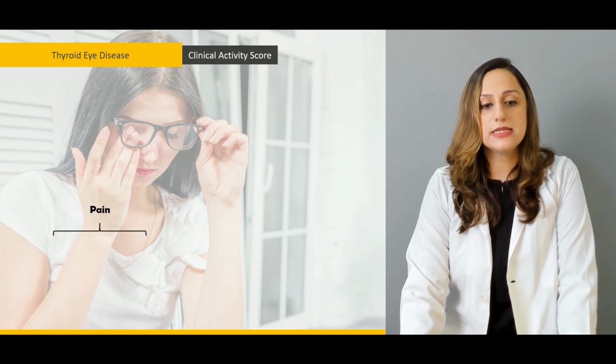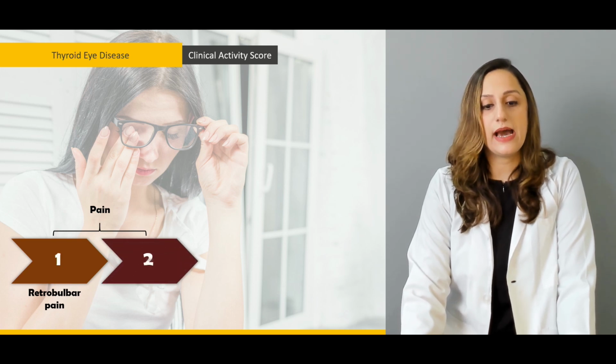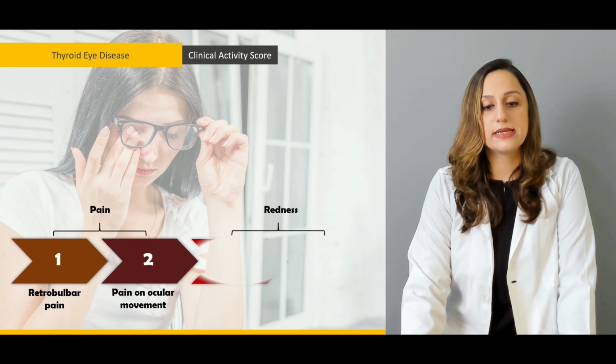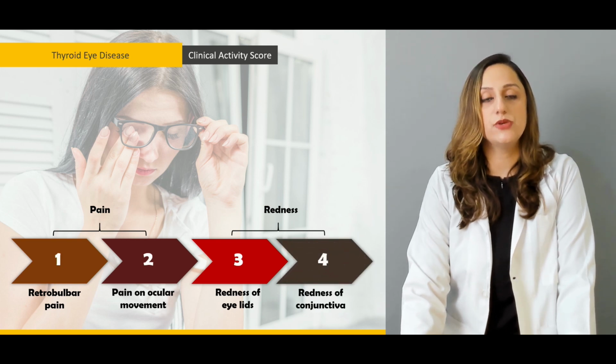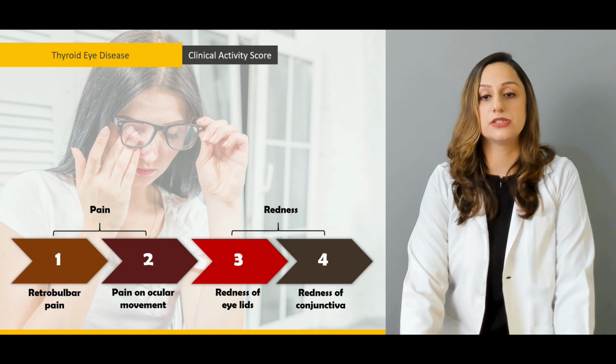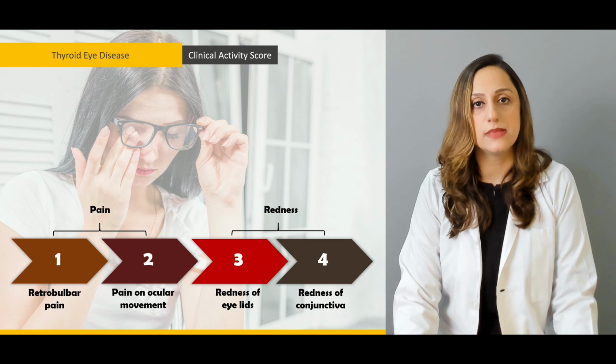The clinical activity score, basically we have pain: it gives 1 for the retrobulbar pain. We have 2 points for the pain on ocular movement. And the redness, we have basically 3 points, the redness of the eyelids, and whenever it is conjugated with the redness of the conjunctiva, noted down in these patients. So this is the clinical activity scoring system that is used by the clinicians.